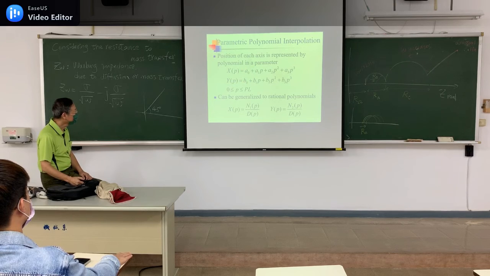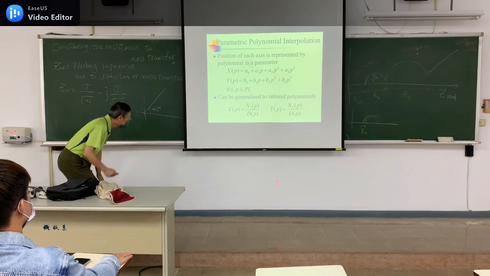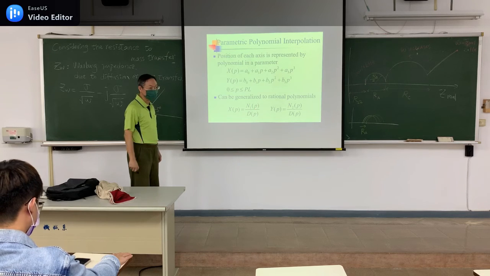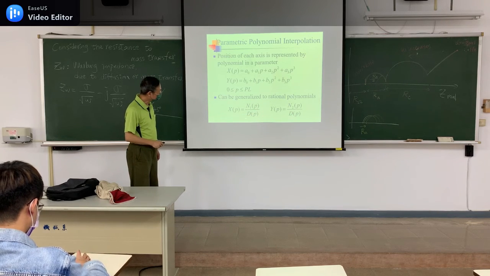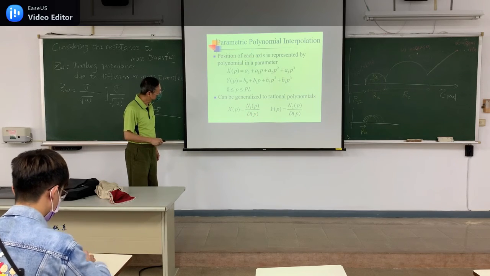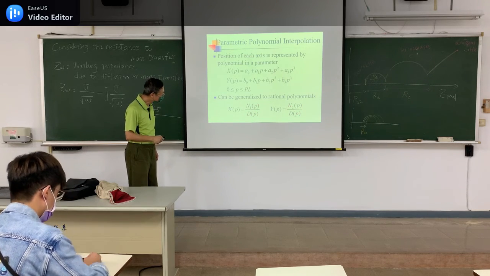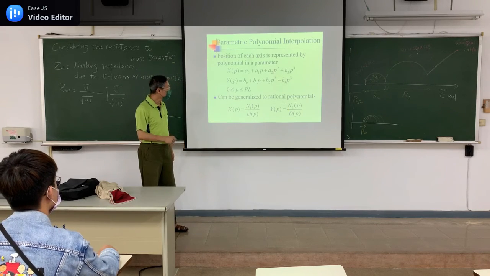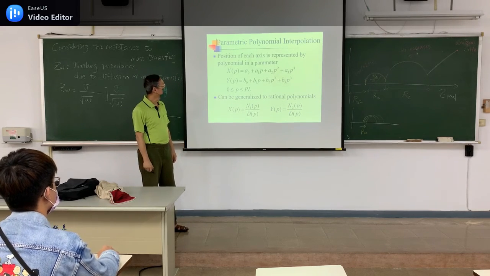And this can be generalized to the so-called rational polynomial function. In other words, both S and Y are rational polynomials of a parameter. They have the same denominator, but different numerators. So this is polynomial of P over polynomial of P. This is what we call rational polynomial.